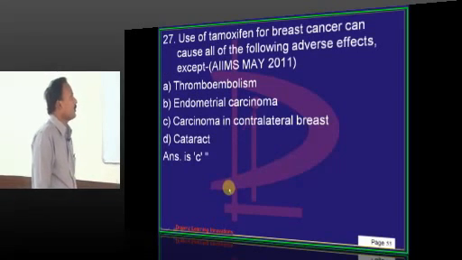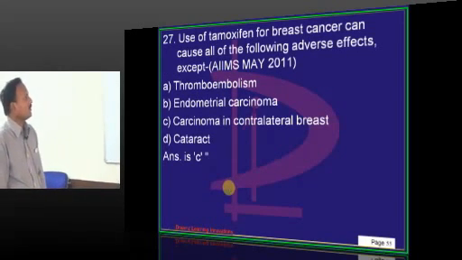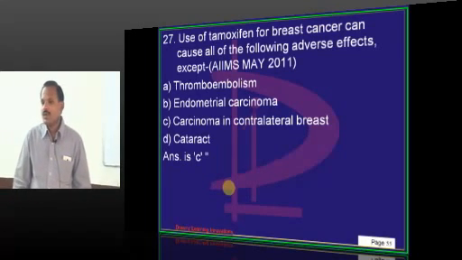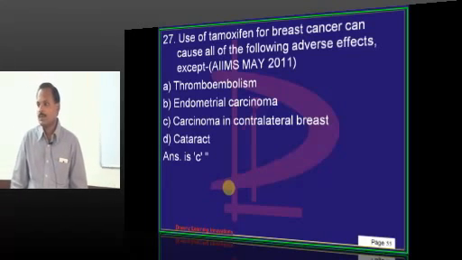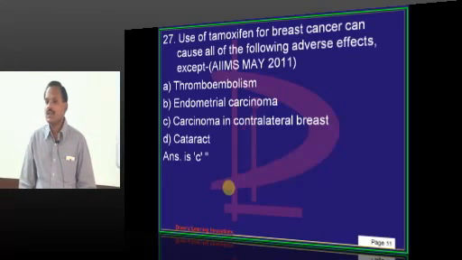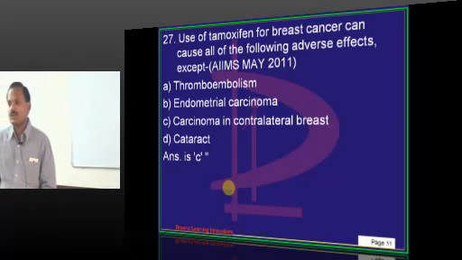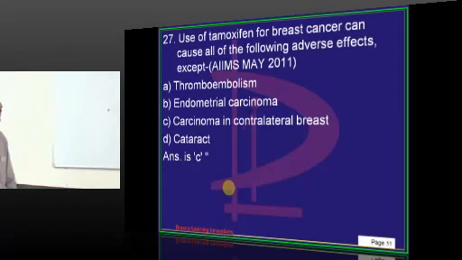Use of tamoxifen for breast cancer can cause all of the following adverse effects except thromboembolism. It will cause thromboembolism because it is an estrogen agonist in the liver. So, in the liver it will increase the formation of the clotting factors, it will increase the risk of deep vein thrombosis, it will increase the risk of thromboembolism.